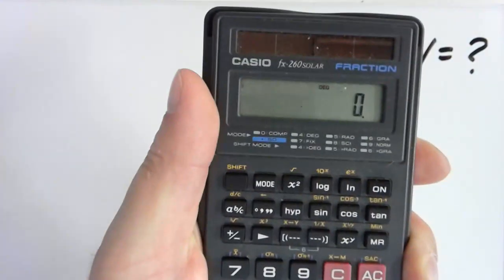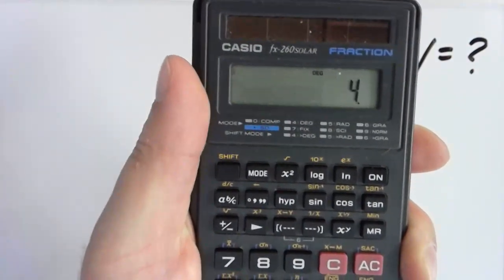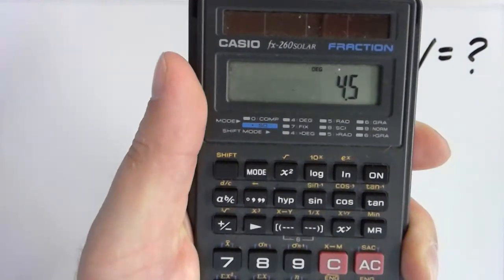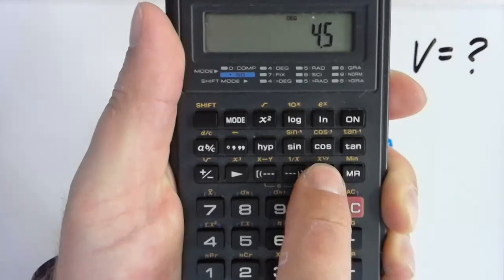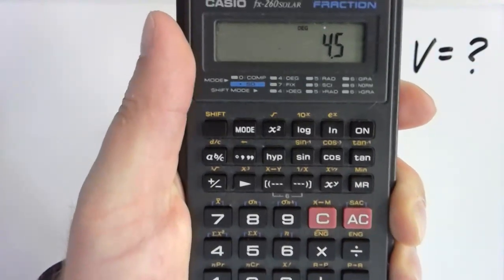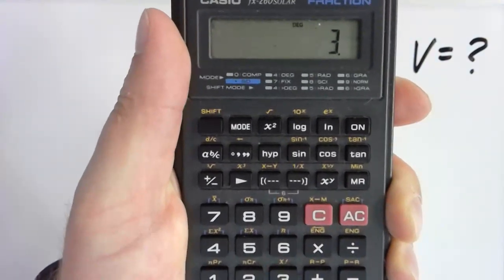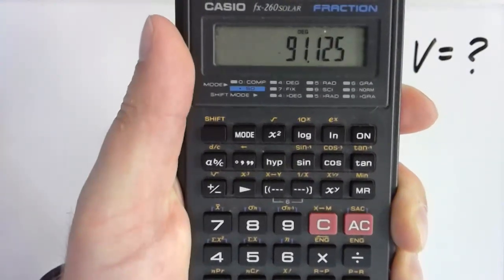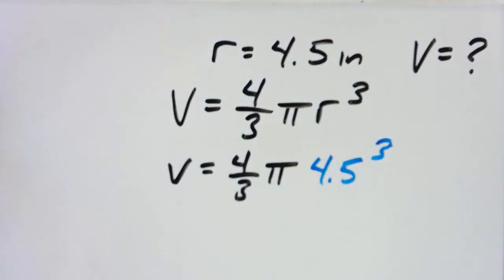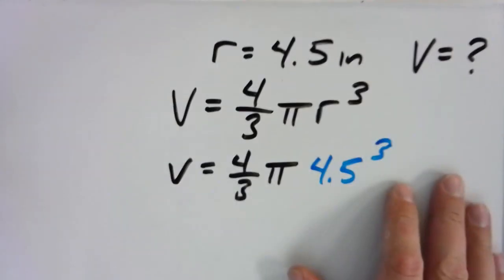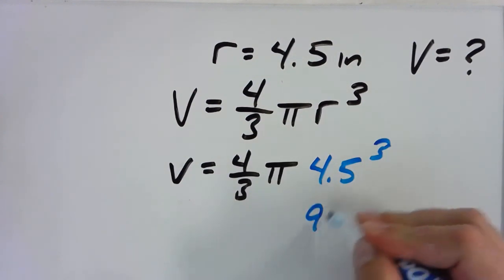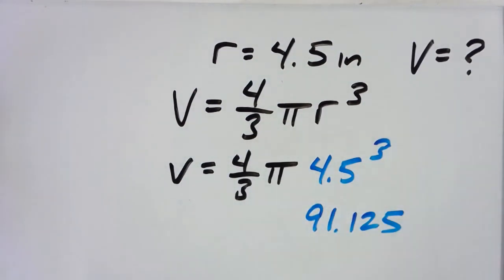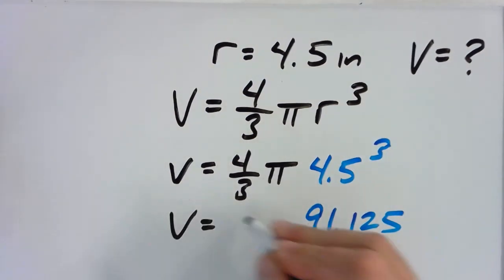So for instance, if I wanted to raise 4.5 to the third power, I'd start with 4.5. And then if I want to raise it to the third power, I'd hit that button. It's now waiting for whatever that exponent is. The exponent here happens to be 3. There's that 91.125. Okay, whichever way you do it, whichever way you're most comfortable with, feel free to use it. In either case, 4.5 cubed is this 91.125 result.